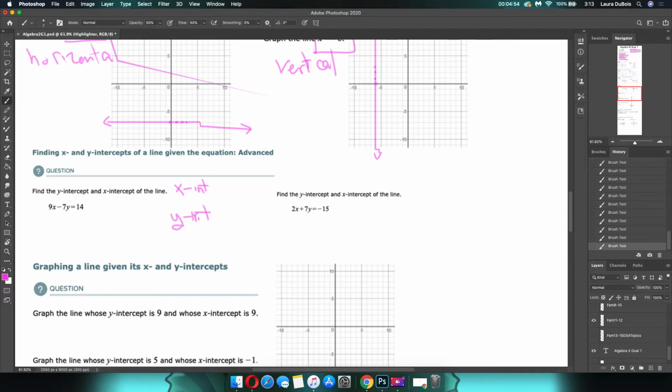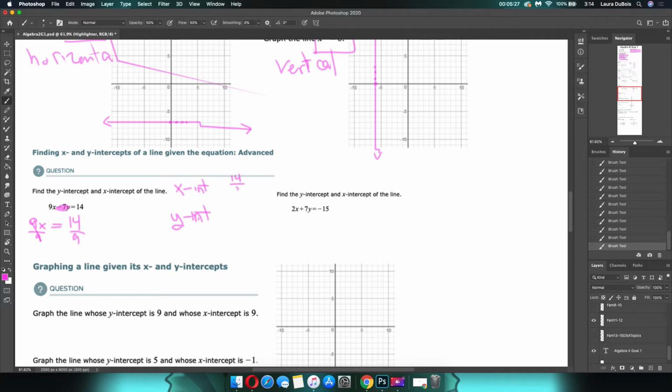Come on. All right, so for your x-intercept, we're just going to visually cross out your y. And now we have an equation: 9x equals 14. If 9x equals 14 and we're looking for the intercept, what do we do to solve it? Divide by 9, divide by 9. That makes the 9s disappear, and now x equals 14 over 9. So your intercept is going to be 14 over 9.